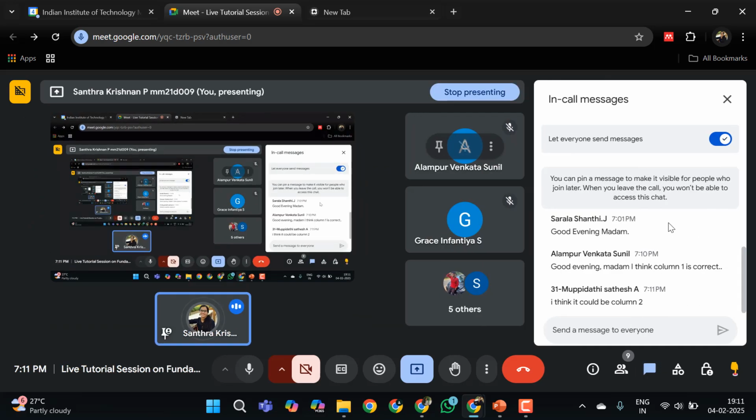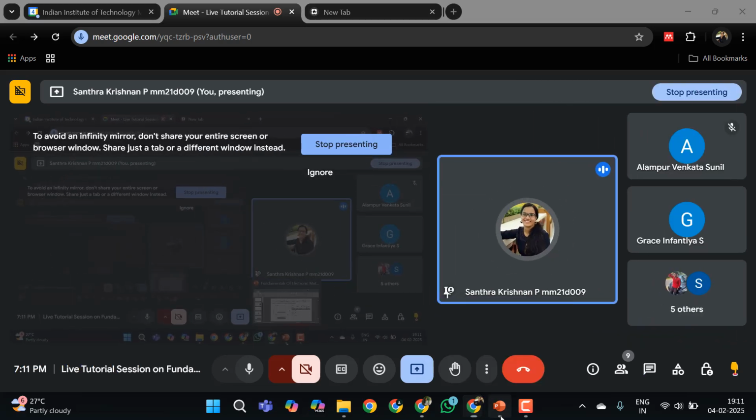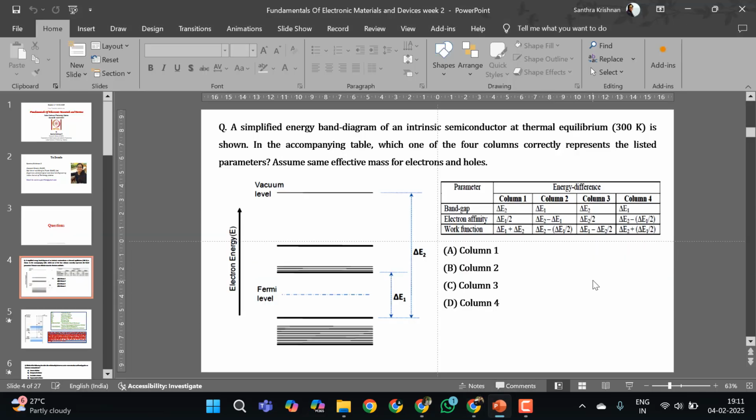One person has mentioned it could be column 2. So there are two opinions now: one person thinks it's column 1 and the other thinks it's column 2. What about the others? What are the answers you are arriving at? Ma'am, column 2. Okay, one more answer on column 2. What about the others? Let's take a few more minutes and then I'll go with the answer.